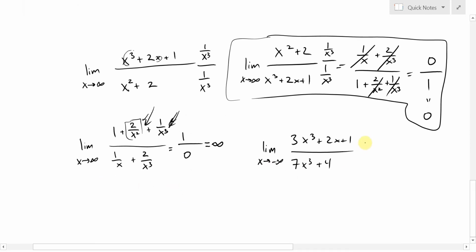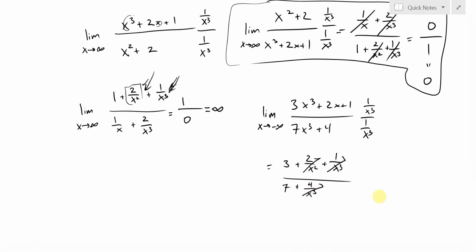But in this case, we're going to play the same exact game we've been playing. 1 over x cubed, 1 over x cubed. And what does that turn out? Well, that cancels the x cubed, plus 2 over x squared, plus 1 over x cubed on top. I'm doing this all quickly, mentally. What do we get on the bottom? Well, it cancels that out. We just have a 7 plus 4 over x cubed. Now we let x run off to negative infinity or infinity, doesn't matter. As the denominator gets bigger and bigger, these are all going to go to 0.